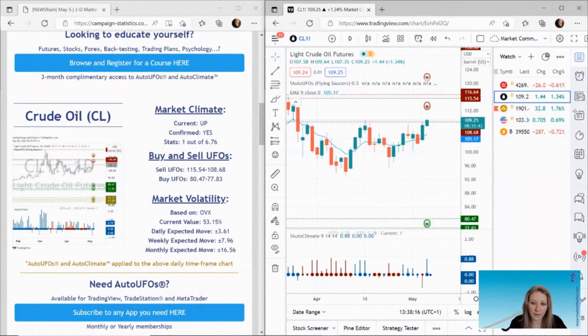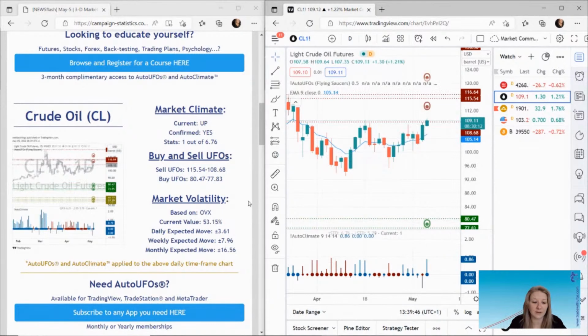So coming back to oil, we have a conflicting situation here, because we have a thick blue dot on auto climate, that's probability upwards, but we have sellers here pushing downwards. So they are between 115.54 to 108.68. We also have buyers quite a way away down here at 80.47 to 77.83. So overall, we've got buyers pushing up and sellers pushing down in the exact same place. Who will win? I don't know. I would say leave it, let it clear its way one way or the other in order to give us probabilities that are more defined.